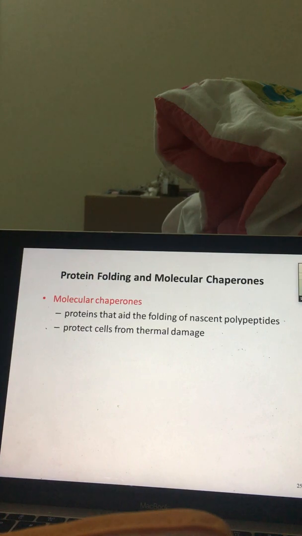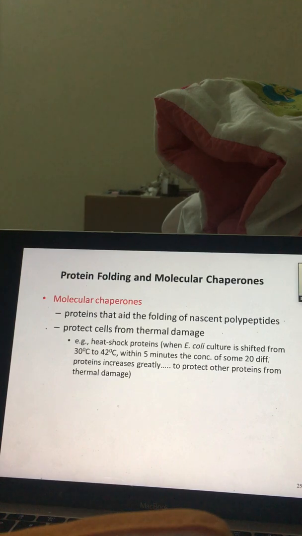These molecular chaperones are not only needed for transport, but in some cases they also protect proteins from thermal damage. That means if you change the temperature of a bacterium from when you're growing it at 37, and then you take it to 42 degrees, at that point this thermal damage can occur to a lot of proteins. So there are molecular chaperones that will protect those proteins that need protection from this increased temperature.